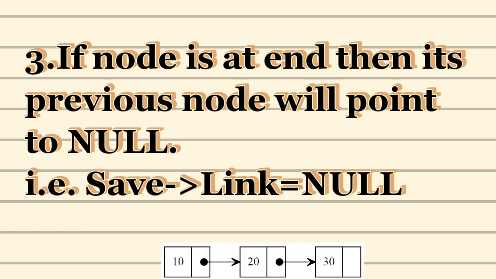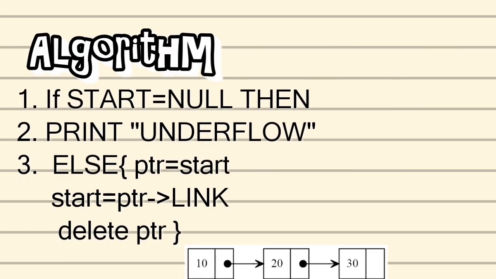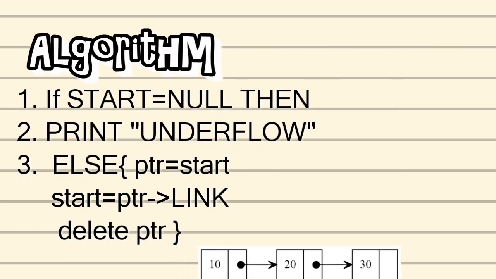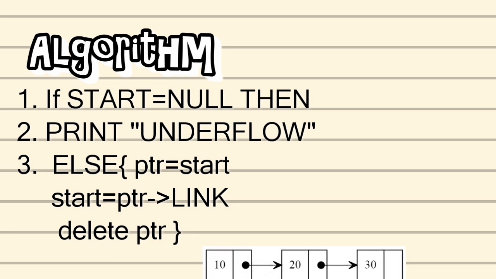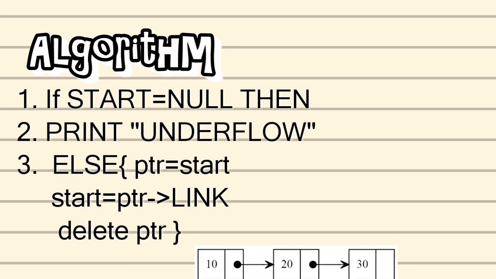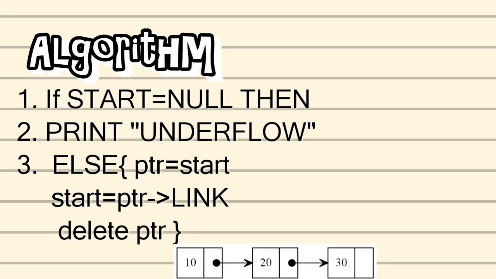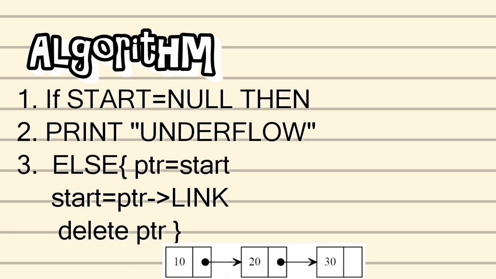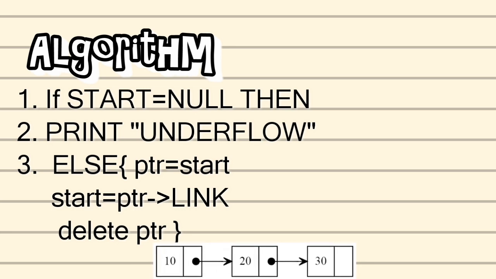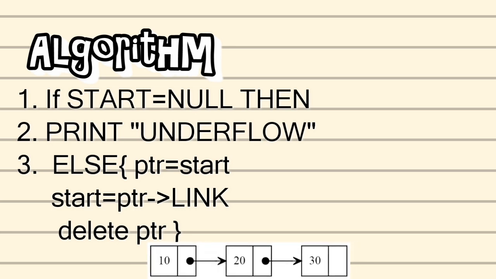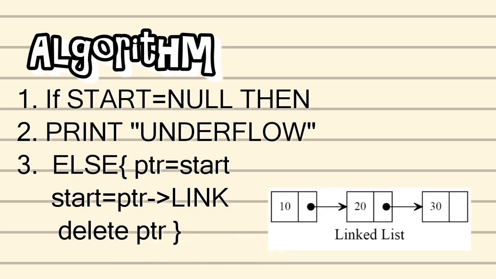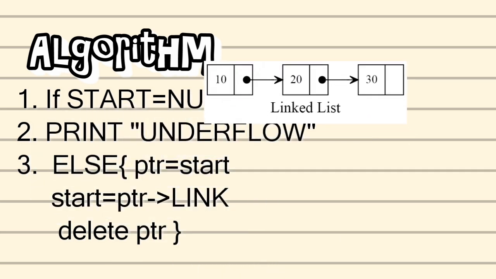So we are going to discuss deletion in the beginning of the list, which will make it clear how we perform deletion. First of all, you need to understand this algorithm, as you can see on the screen. The algorithm says that if start equals null, it will print underflow. Else the pointer will be at start and linked to the pointer, and then it will delete that node. If there is an empty list already, it will show you an underflow condition.